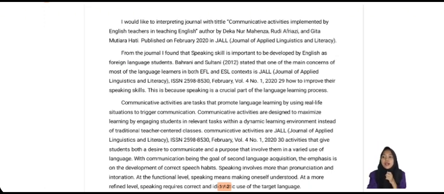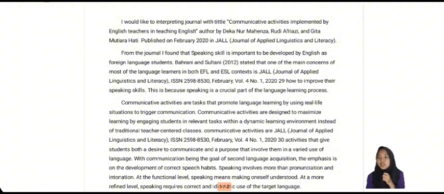From the journal, I found that speaking skill is important to be developed by English as foreign language students. Bahrani and Sultani state that one of the main concerns of most language learners in both EFL and ESL contexts is how to improve their speaking skills. This is because speaking is a crucial part of the language learning process.